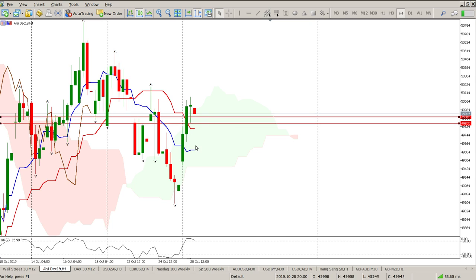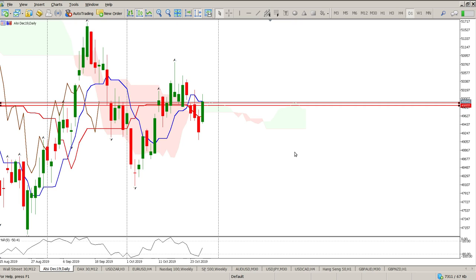Okay, so the 4 hour is really indicating that we bounce off the bottom of the cloud. We're now hitting the top of the cloud, and now what we're expecting is another move down. So that's pretty much the picture that 4 hours is giving us. The fact that we're above Kijun-sen is probably the only bullish signal that we have, but we need to see a crossover of these two.